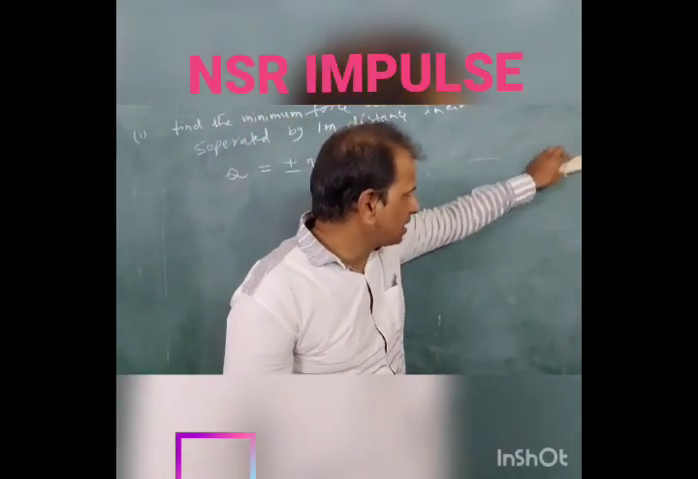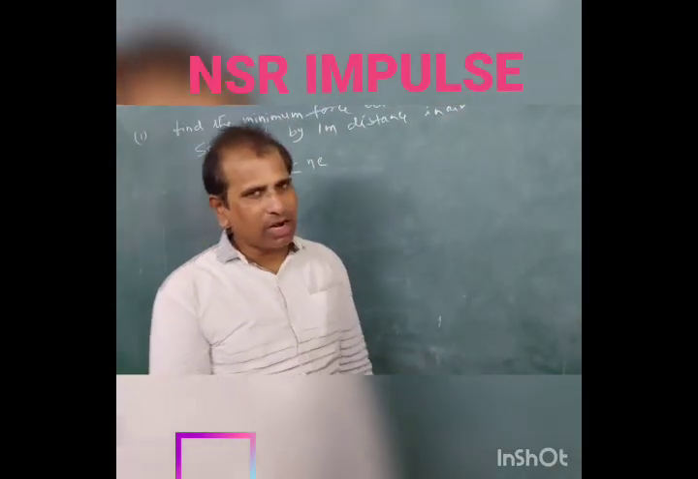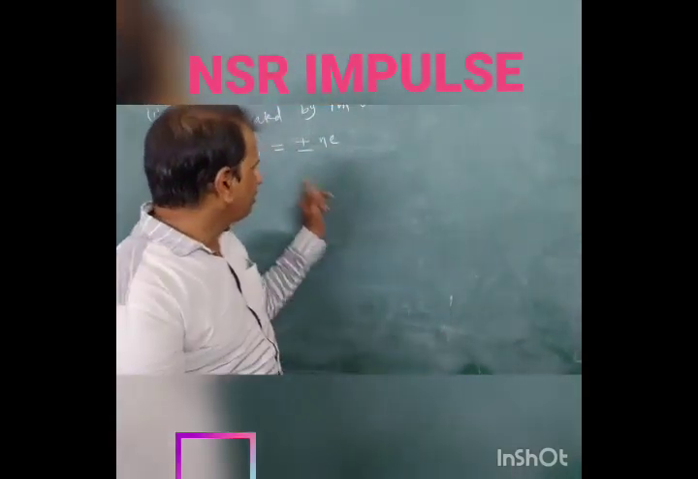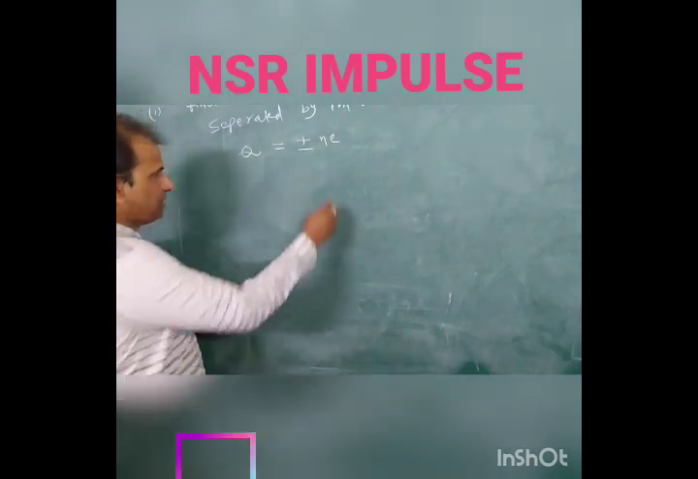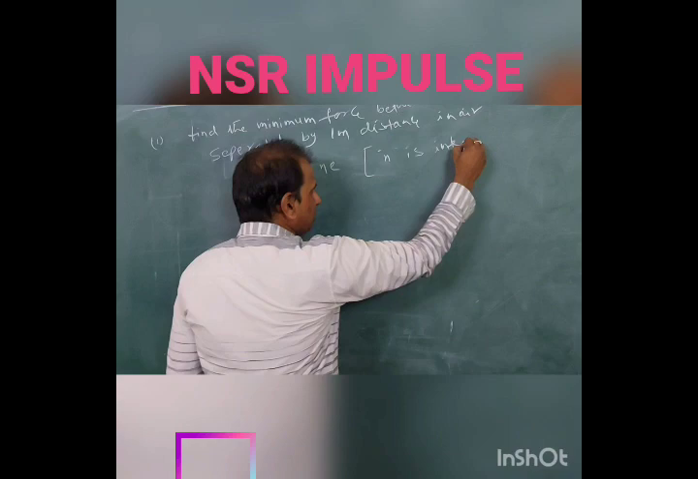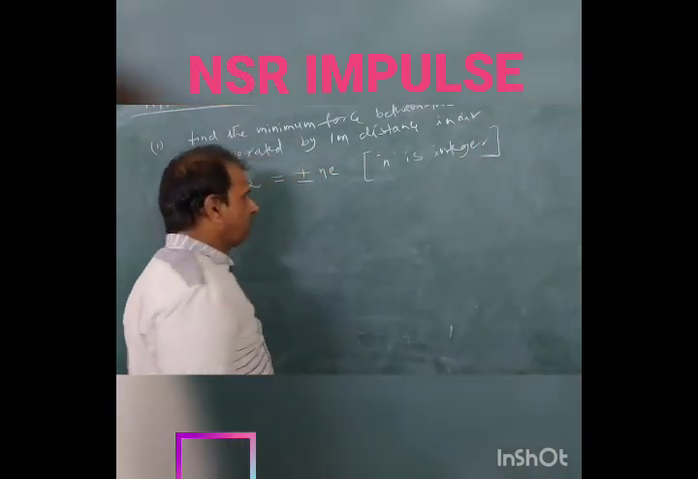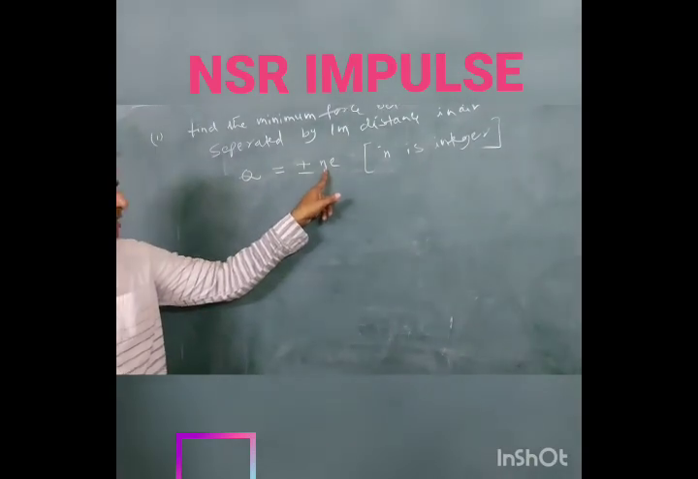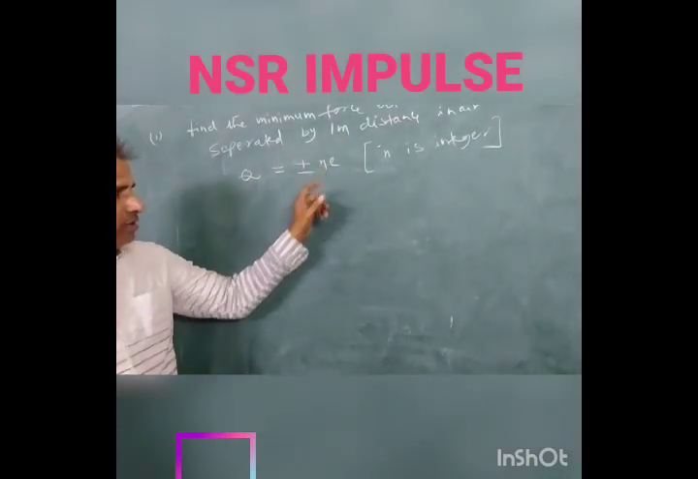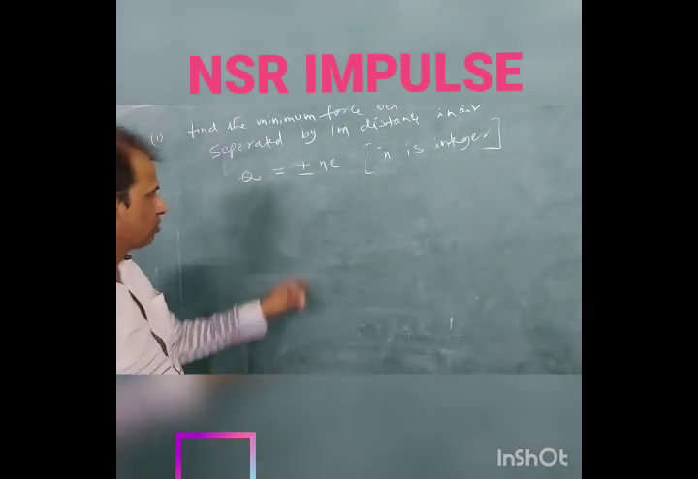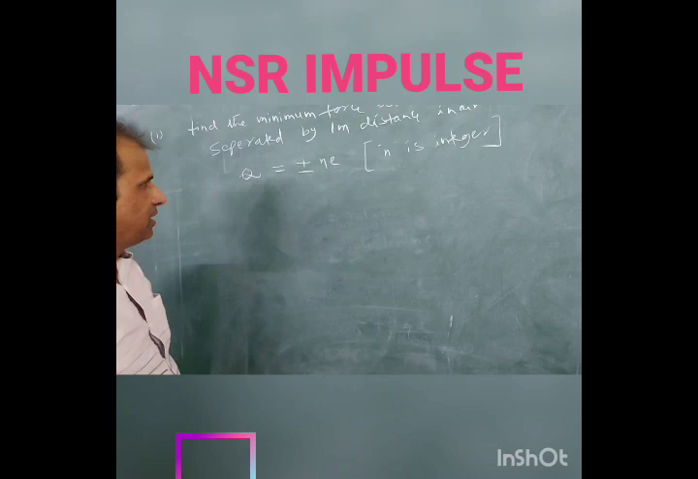Whenever a charge is created, when an electron is removed from one atom and kept over another atom, we need to take it as a multiple of an integer. That's why it is called charge quantization. This n is an integer, which means n takes 1, 2, 3, 4, 5, etc. n cannot take 0.5, 0.6, 0.7, etc. So Q is equal to plus or minus n e.